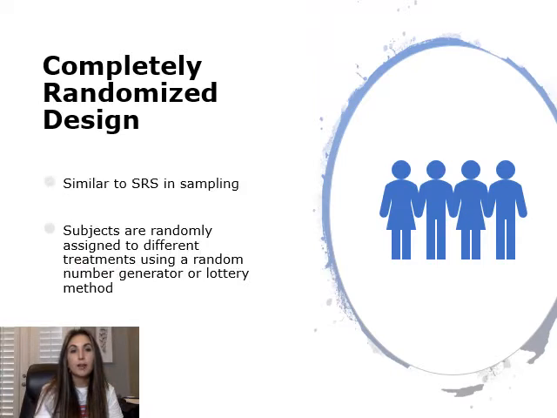The first type of experimental design that we have is a completely randomized design. This is very similar to a simple random sample from Chapter 12 in sampling. And these subjects are randomly assigned to different treatments using a random number generator or the lottery method or hat method.